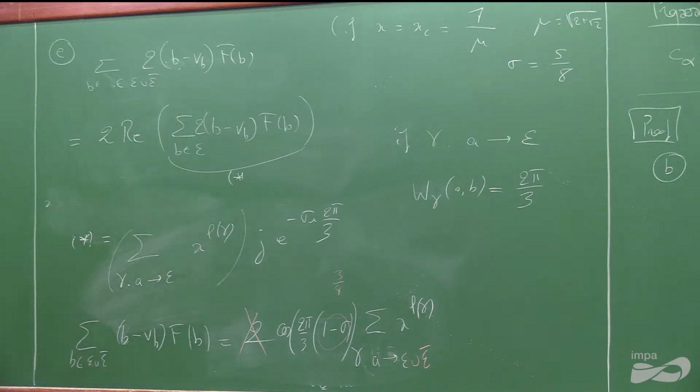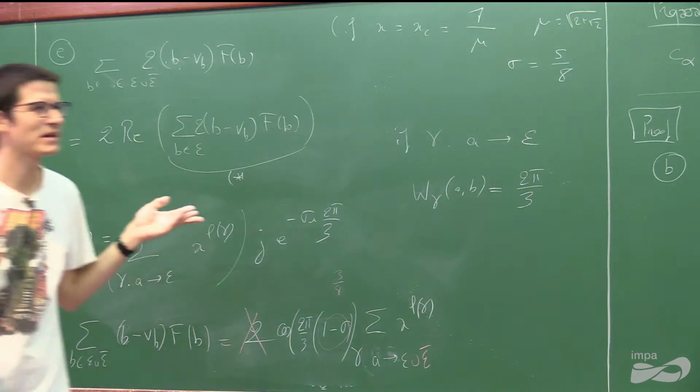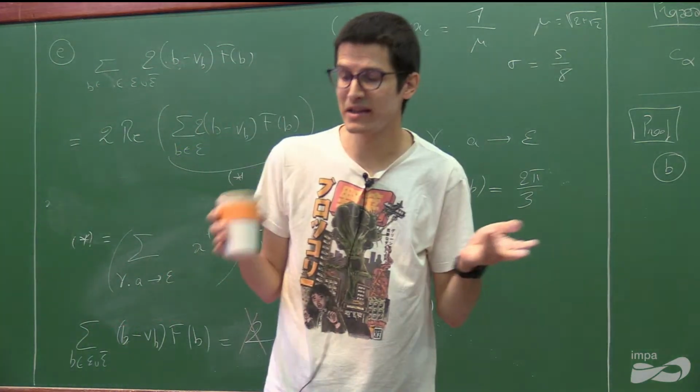Okay, so this concludes everything we had to squeeze out from the parafermionic observable, this complex thing which is defined in terms of the winding numbers. And now we have some things that look like the generating functions we want, except that we have paths that are restricted to a domain.